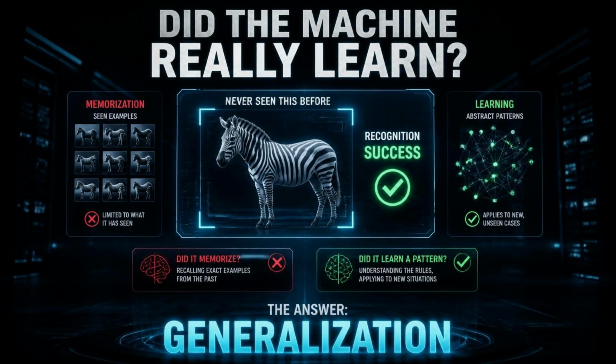So now we can ask the question we started with. Did the machine really learn? If it simply memorized the training examples, probably not in the sense we actually care about. But if it can take patterns learned from past examples and use them successfully on new situations, then something much more useful has happened. The machine has learned a representation that can generalize. And that idea is at the heart of machine learning.